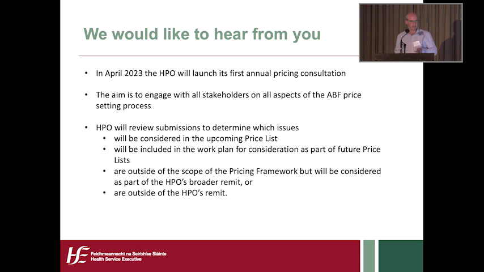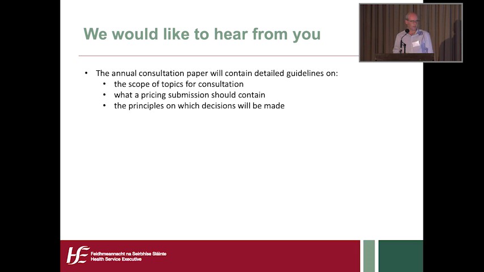In April 23, we will have a first annual pricing consultation. That will be launched after the pricing framework next year. And what we'll try to do is review submissions that we get each year, consider what's going to be changed in the price list, what will be included for the work plan for a following year. It may be just a bigger piece of work that can't be fit into a particular year. There may be suggestions that are outside the scope of this document, but they may well fall into the scope of the HPO. They may be costing queries or that type of thing. And some may just be beyond the remit of the HPO, but you will get an answer back on all of those.